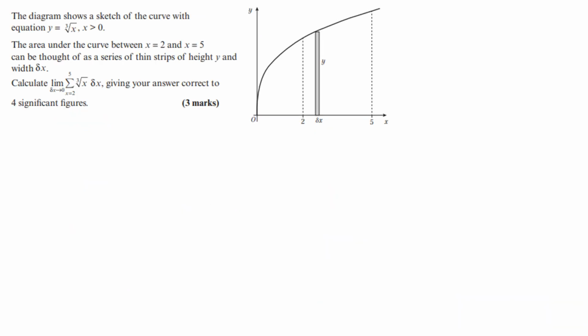The first time an integration expressed as a limit of a sum question came up on an exam paper a few years ago, I was marking that paper and lots of pupils just got 0.